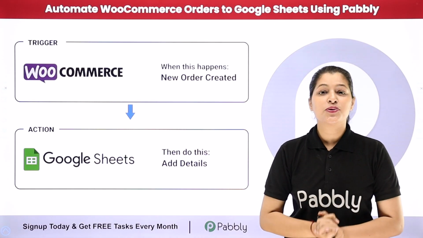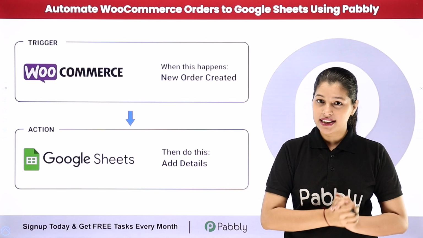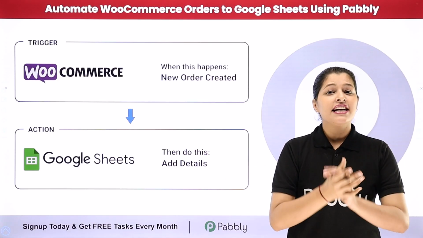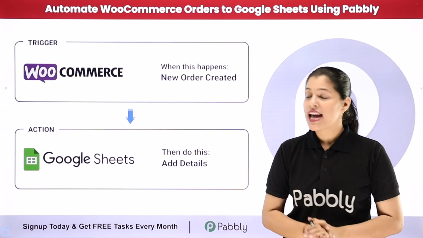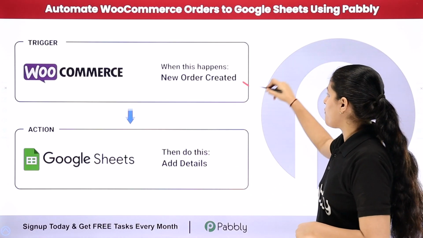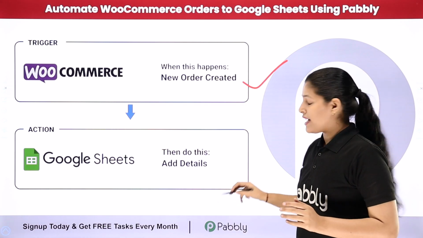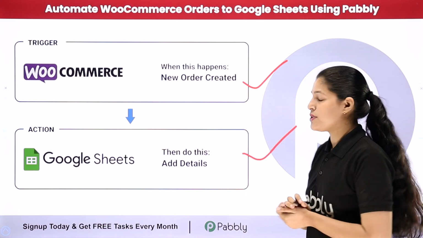And here I am going to use an amazing software provided by Pabbly, that is Pabbly Connect, which can integrate different applications and start automating your work. So now here, as soon as I receive a new order over my WooCommerce, I am going to add those order details to the Google Sheet.